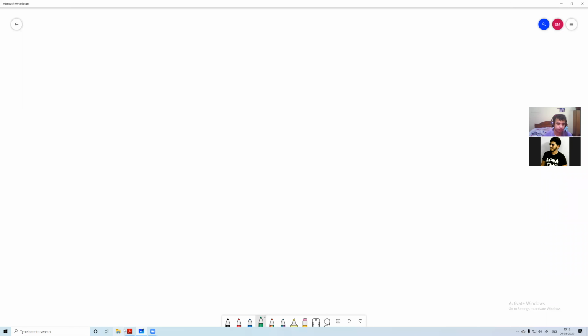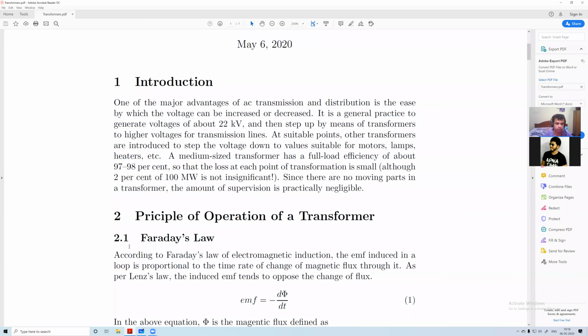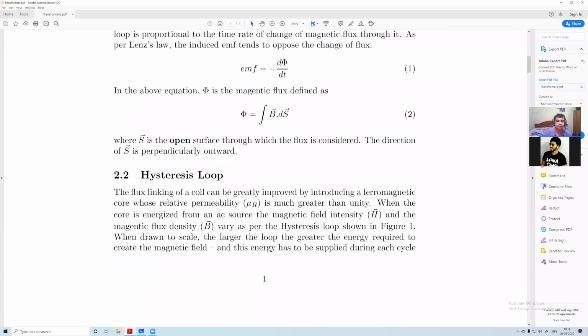Good. Second is hysteresis loop. Magnetic circuit is not there in your syllabus, so we didn't discuss.